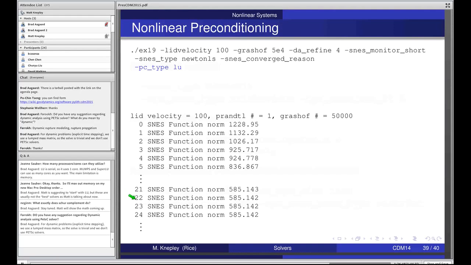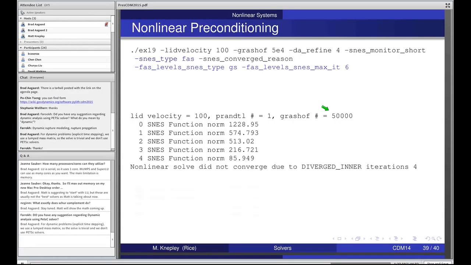So let's take a look at this again. I'm going to go right to the boundary of good and bad. Instead of 1e5, I'll sit at 5e4, so a Rayleigh number of 50,000, and we're still not converging, whereas we converge with a Rayleigh number of 10,000. Let's try, instead of Newton, the nonlinear multigrid.